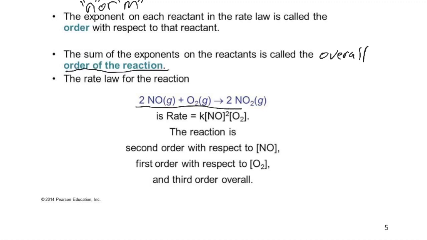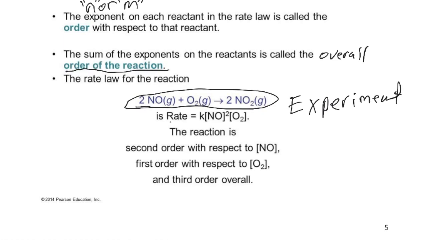So let's say we have this reaction, and experimentally, the rate law was determined to be rate is equal to the rate constant times NO to the second power times O2.